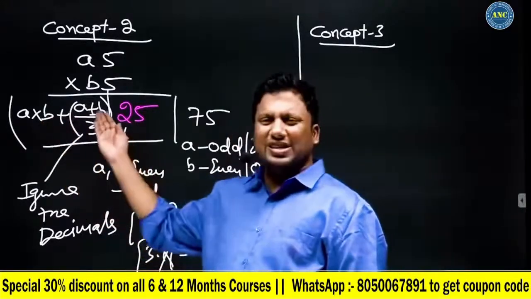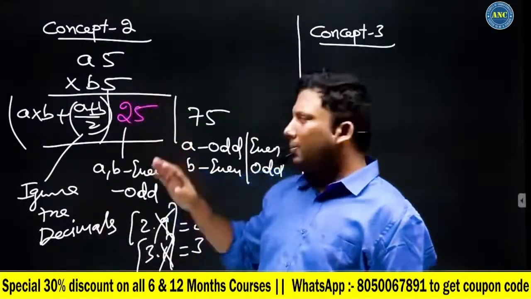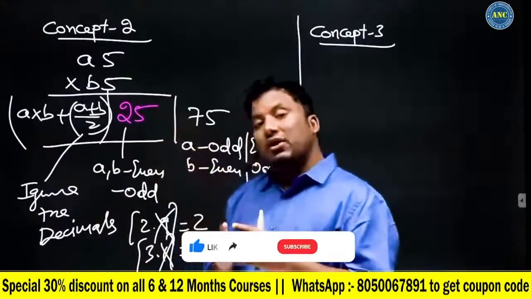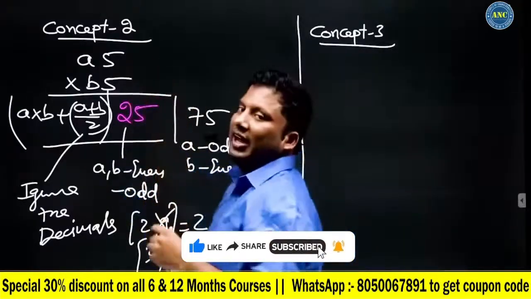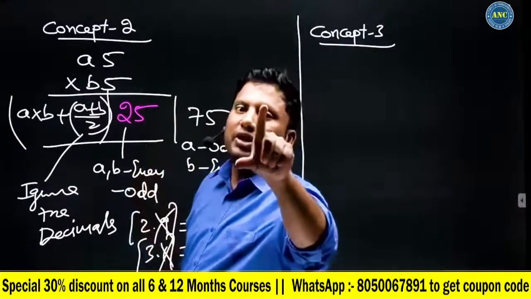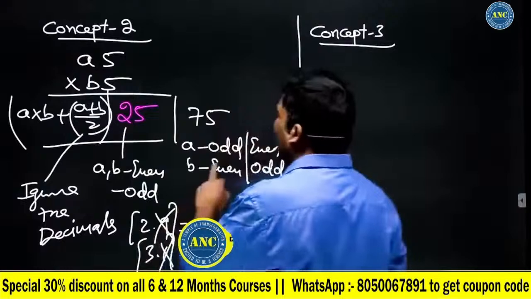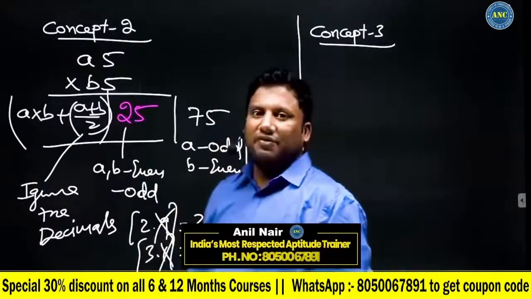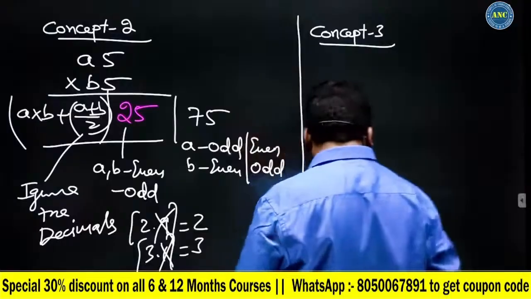It's a very easy proof. A is in the tens place: 10a plus 5 into 10b plus 5. The last two digits will be either 25 or 75, depending upon the nature of A and B. Both A and B even, last two digits are 25. Both A and B odd, last two digits are 25. One even, one odd, last two digits are 75. The rest is A into B plus (A plus B) by 2.